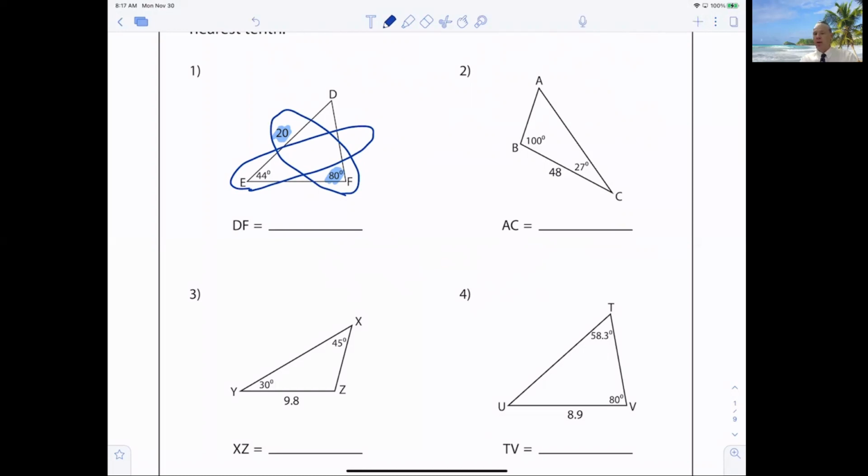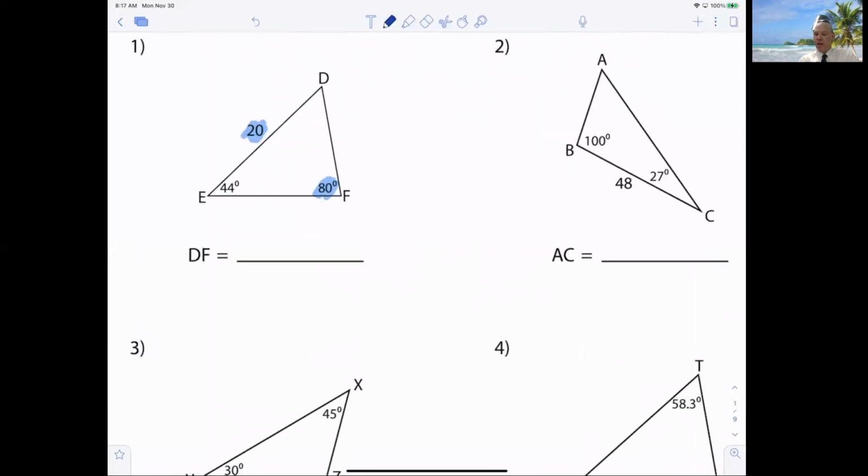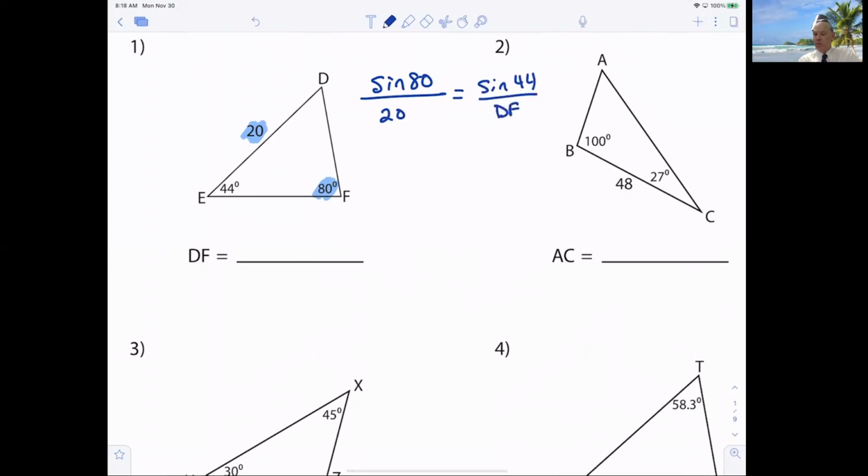All right, so now I'm going to show you how simple this is, guys. For this problem, all I need you to write down is the sine of 80 over 20 is equal to the sine of 44 over DF. Does it matter if I put the sides on top or the angles on top? It makes no difference because it's just a proportion. So it doesn't matter how you want to write it. I'll switch them up every once in a while. Now, here's what I want everybody to be able to do. Pull out your calculator.